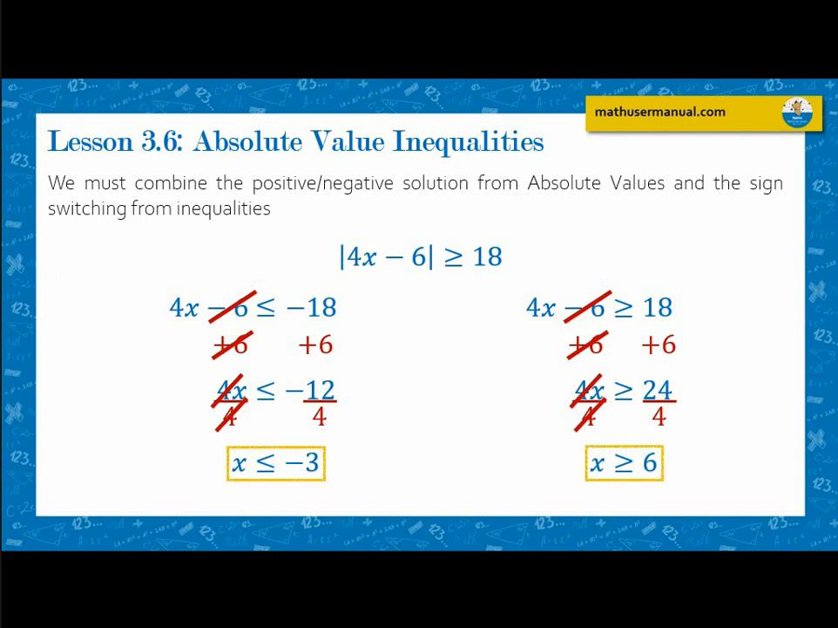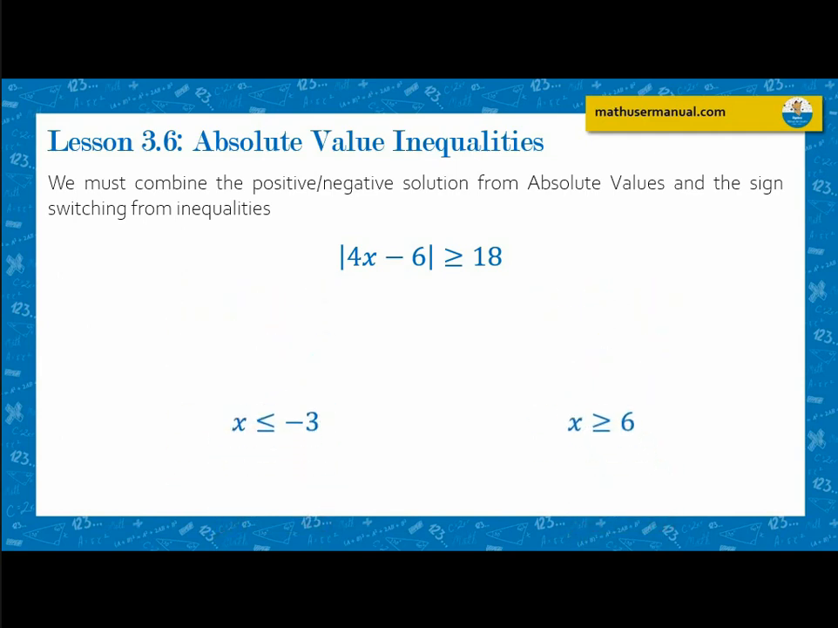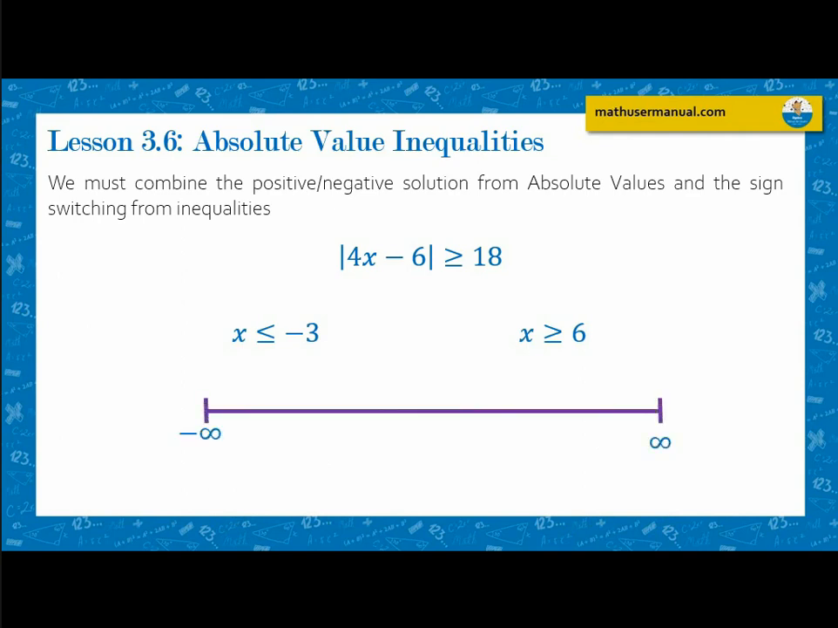These are our two solutions for this absolute value inequality. x is lesser or equal than negative 3. We did the sign change for this one because it's the negative solution. And x is greater or equal than positive 6. We did not change the sign for this one because it's the positive solution. But let's clean this up. Let's represent our solution using our number line so we know what this actually means. x lesser or equal than negative 3 and x greater or equal than positive 6. And for this, we're going to bring our number line again.